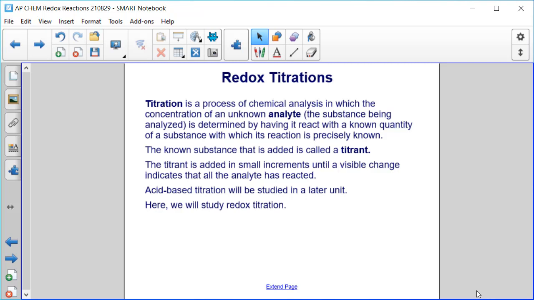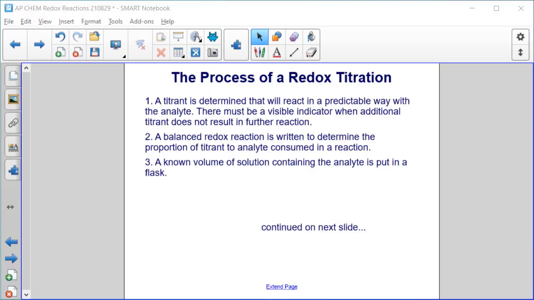Acid-base titration will be studied in a later unit. Here, we're going to study redox titration. All right, let's look at some steps that walk us through the process of a redox titration, but know that there are some visuals and several examples coming to apply these steps. So they may not make a lot of sense up front, but we will refer back to them.